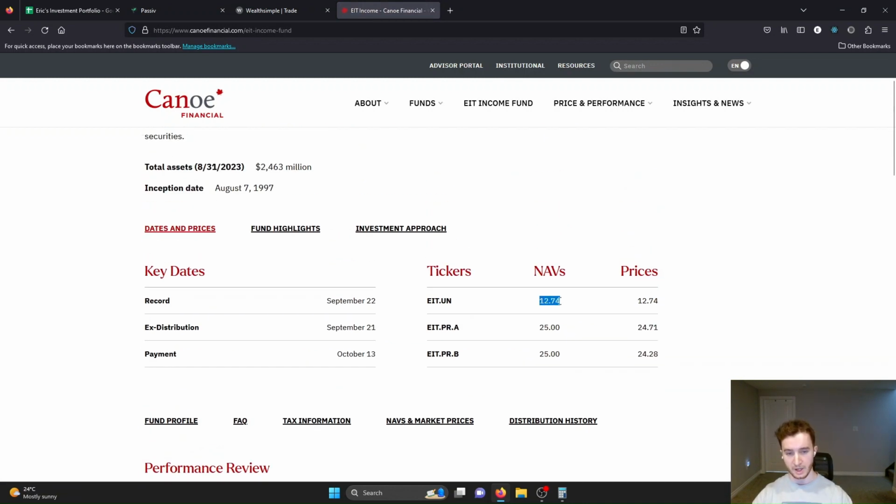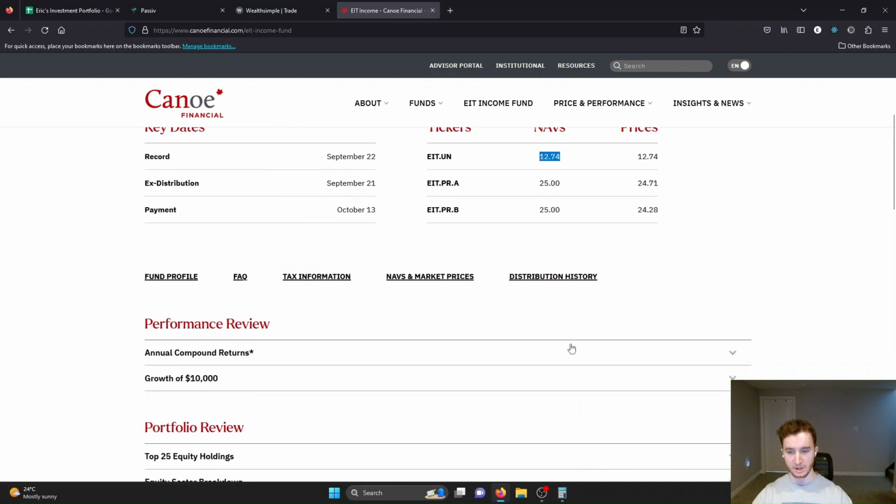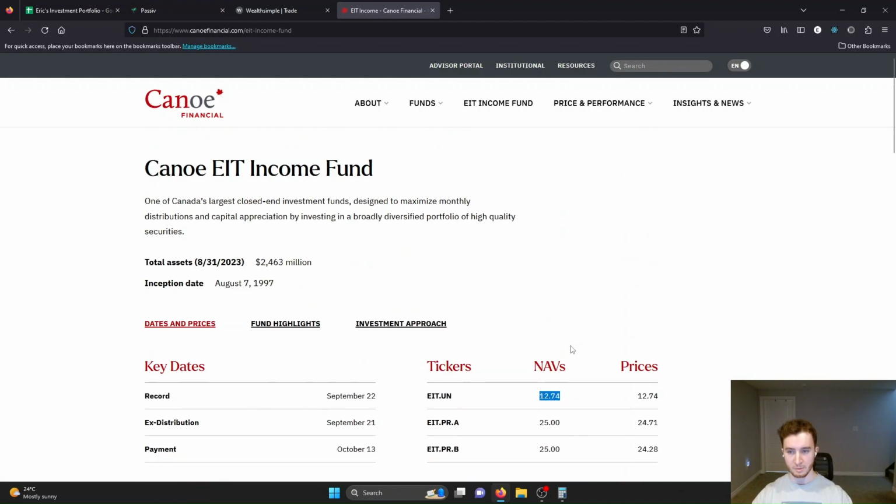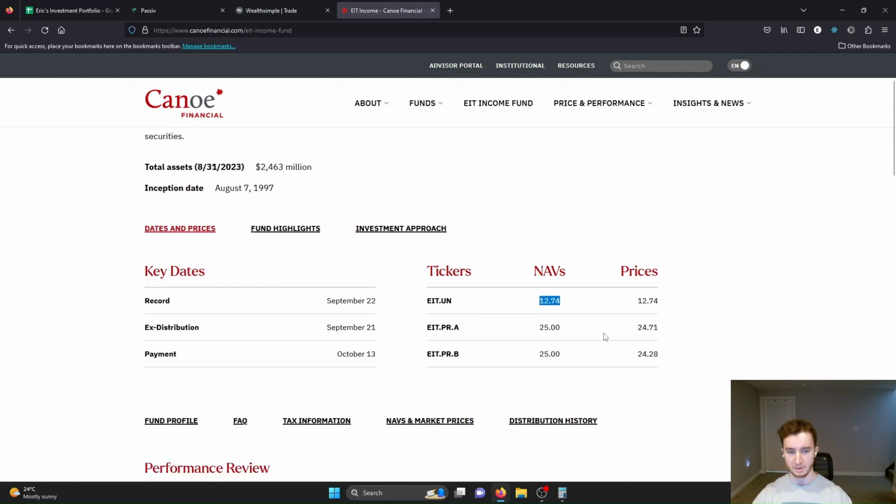So with Canoe right now, you can see the net asset value is 1274. And do they have the market price here? Oh, I guess the price is literally right at NAV right now, 1274. Okay, so right now, it's on par. The price is actually equal to the NAV, what the fund is actually worth. But there can be a disconnect with these.